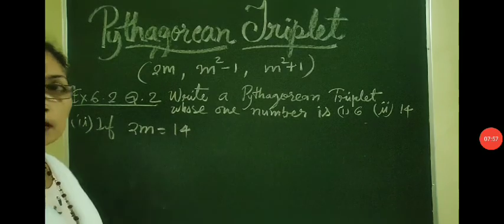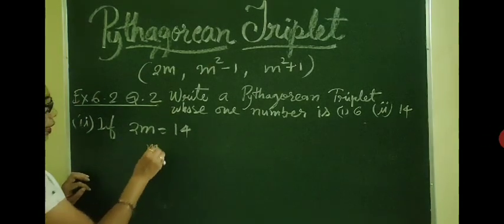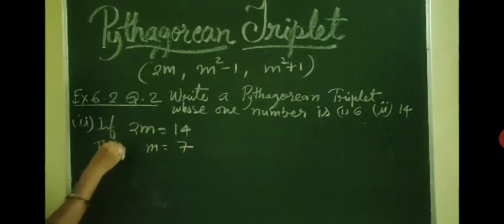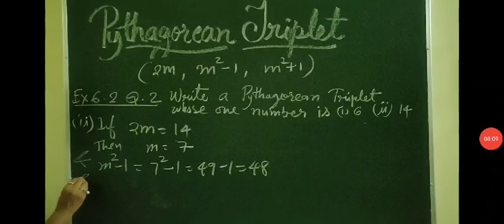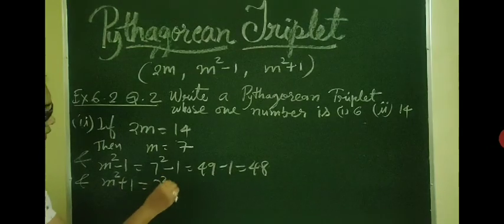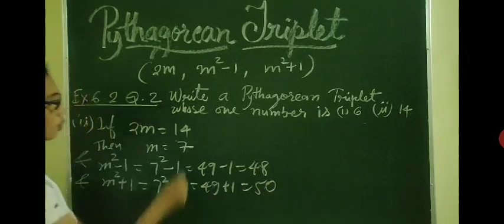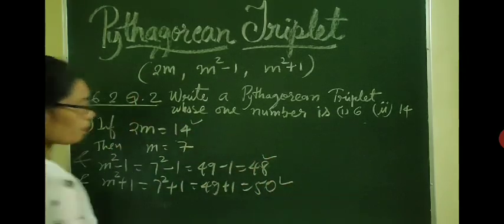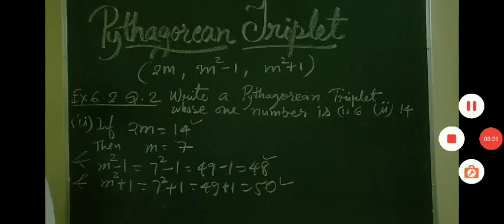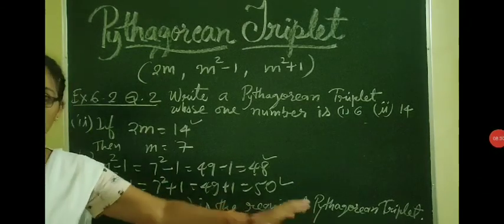Now 14 is given. If we take 2m equal to 14, then m equals 14 by 2, that is 7. And m squared minus 1 equals 7 squared minus 1, that is 48, and m squared plus 1 equals 7 squared plus 1 equals 49 plus 1, that is 50. So we have the set of Pythagorean triplet 14, 48 and 50. 14, 48 and 50 is the required Pythagorean triplet.